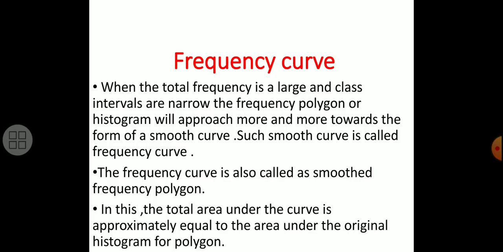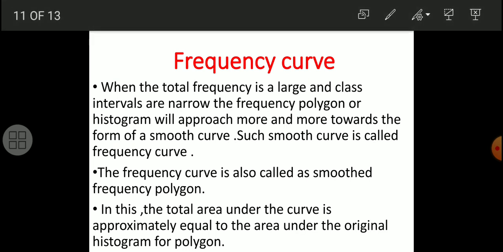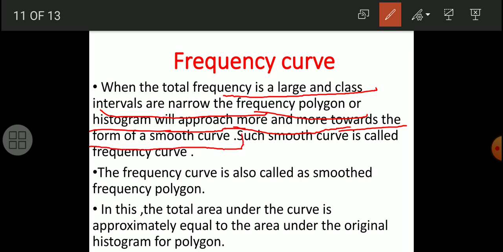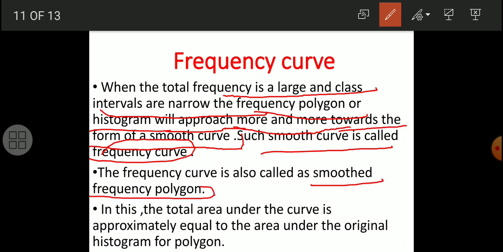Now the frequency curve, another method. When the frequency is large and the class intervals are narrow, the frequency polygon or histogram will approach more and more towards the form of a smooth curve. And such a smooth curve is called a frequency curve. The frequency curve is also called a smoothed frequency polygon.